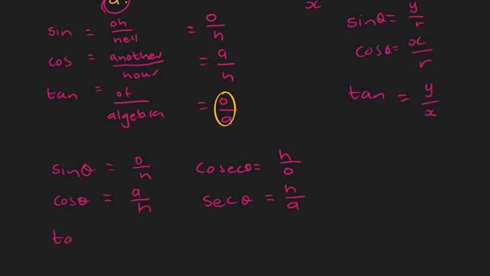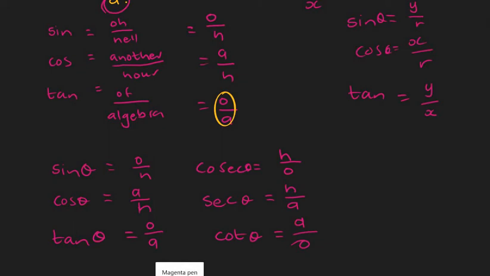The last one is tan theta, and that is opposite over adjacent, which means that cot theta is going to be the reciprocal of tan, which is adjacent over opposite. These are very important to know. You need to know them all by heart.